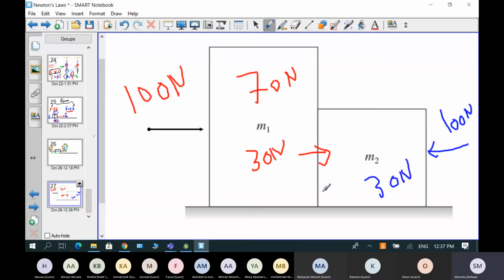What is left? 70 Newton. They are not the same. The greater mass will act with lower force, and the lower mass will act with greater force. Okay, Omar? Yes, okay, I understand.